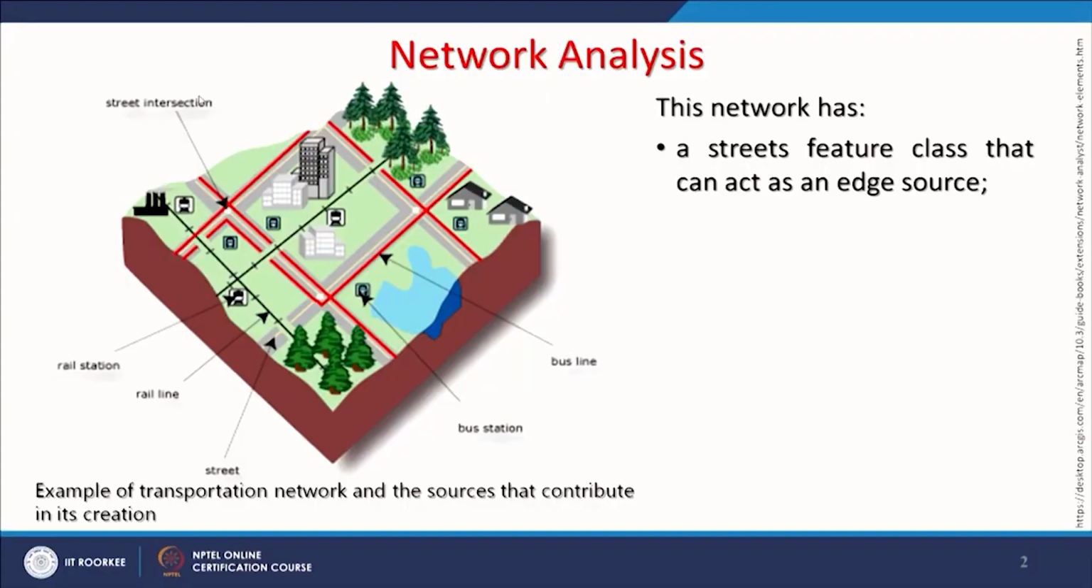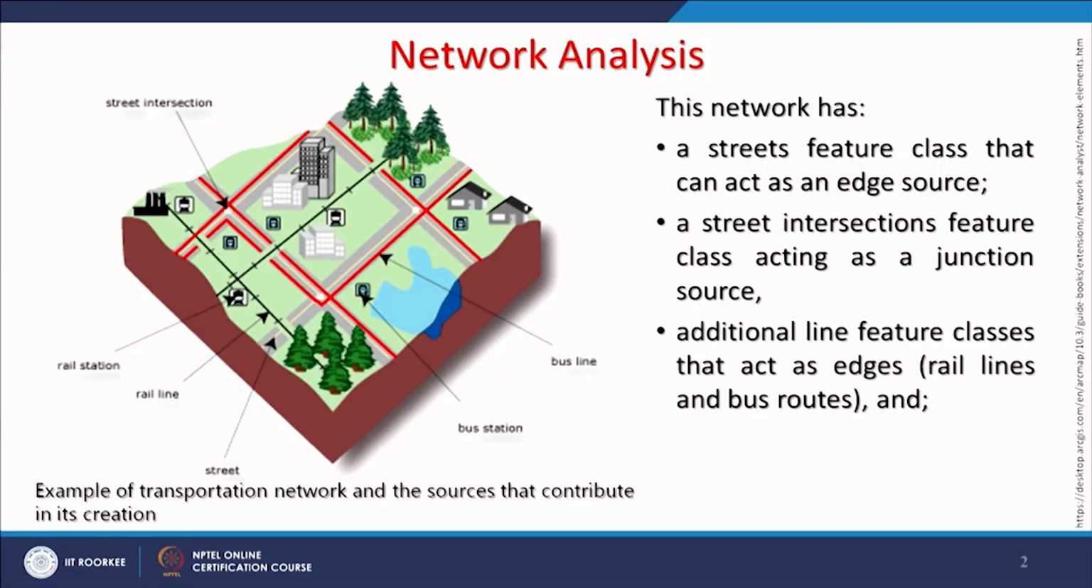networks. There may be a network like this, streets network. There might be a rail station, there might be a metro station, and several such networks may be there along with your power network and other things. So, a street, if I take the example of a street, that feature class can act as an edge source. So, that is one of the sources or one of the elements of network.